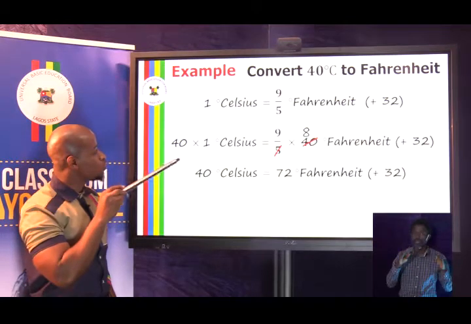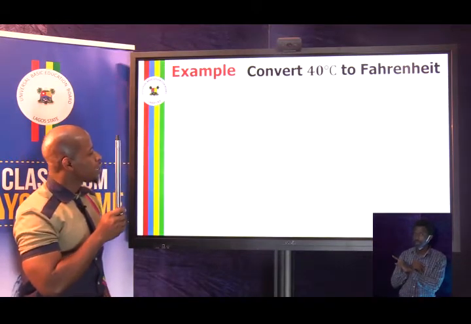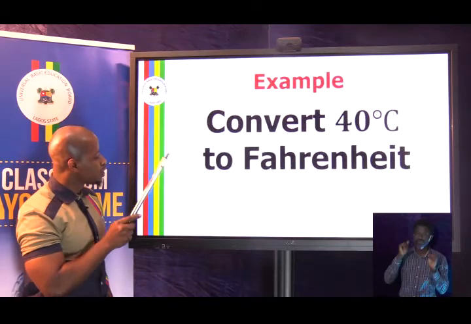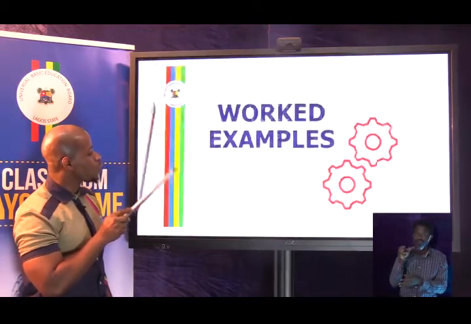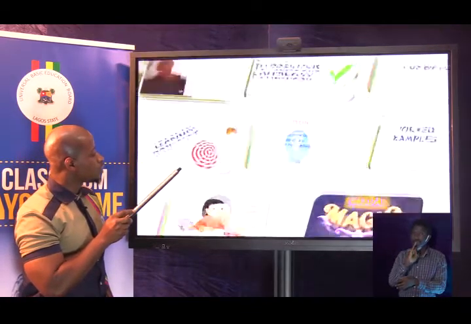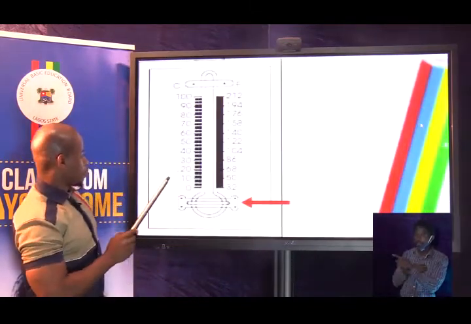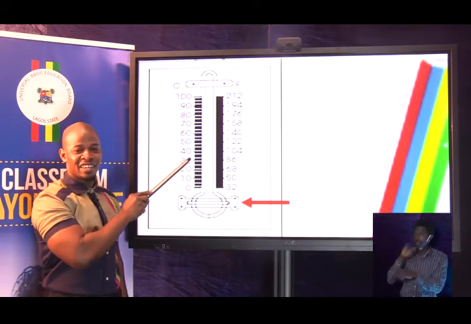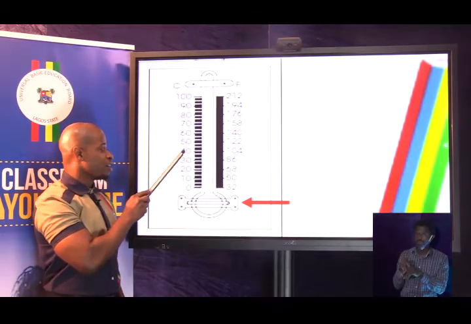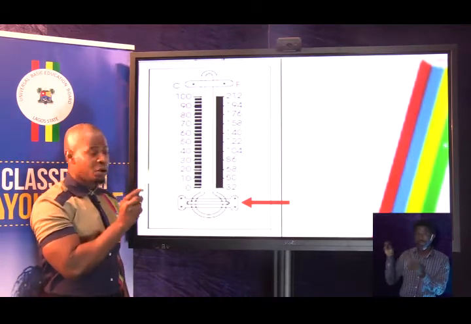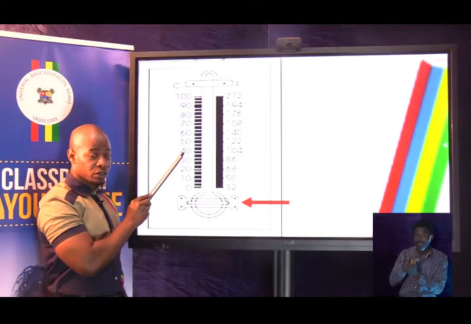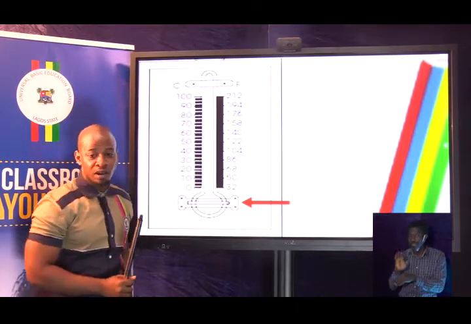Let's go back and see whether we can confirm that 40 degrees Celsius is 104 Fahrenheit units here. Okay, so you see, it's like magic, but it is really there. You must always remember to add 32 to get the correct answer. 40 degrees Celsius is 104 Fahrenheit units.